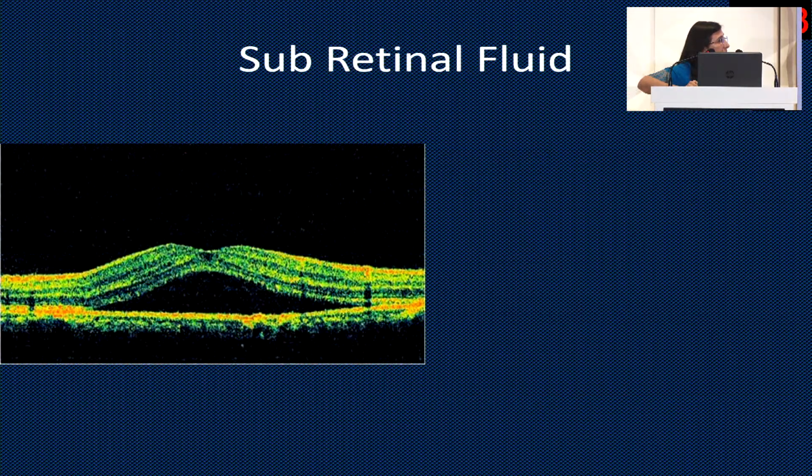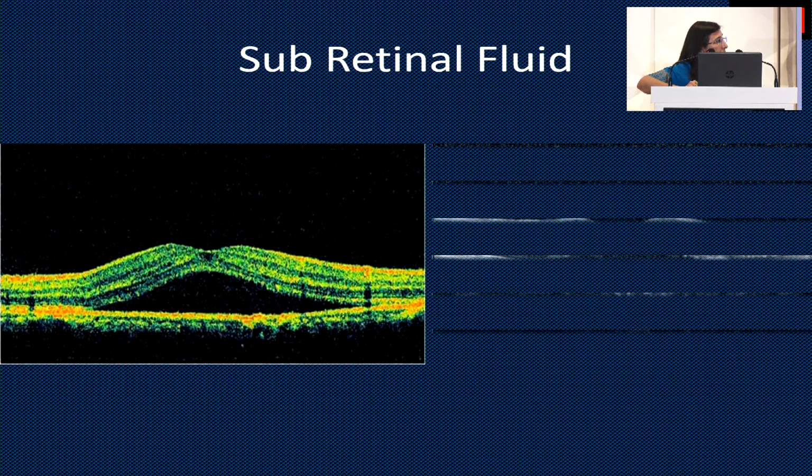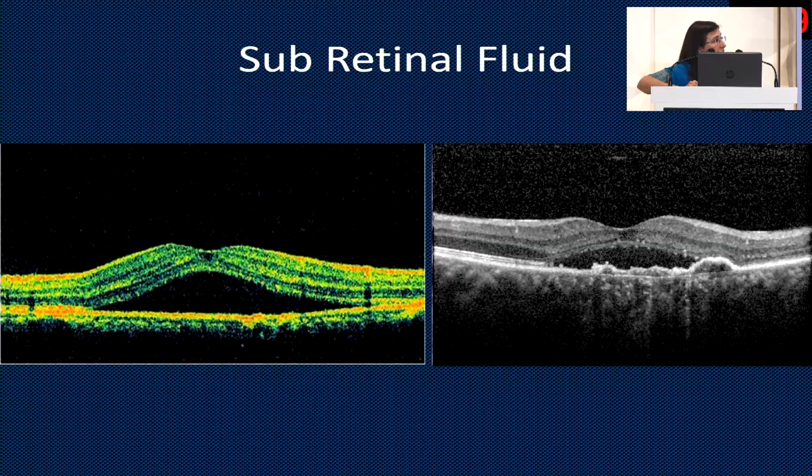Another example, you can see subretinal fluid here. Another picture, similar subretinal fluid, but look at the status of the RPE layer. Here it is straight, but here there is a PED along with undulation. So again telling that these are entirely different pathologies.